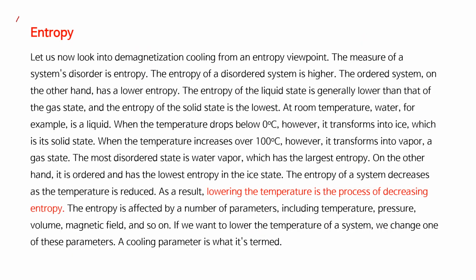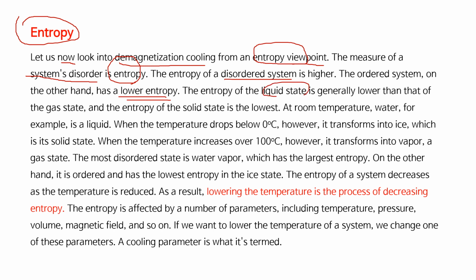Now let's look at the entropy. Let us now look into adiabatic demagnetization cooling from an entropy viewpoint. The measure of a system's disorder is entropy. The entropy of a disordered system is higher. An ordered system, on the other hand, has lower entropy. The entropy of the liquid state is generally lower than that of the gas state, and the entropy of the solid state is the lowest.